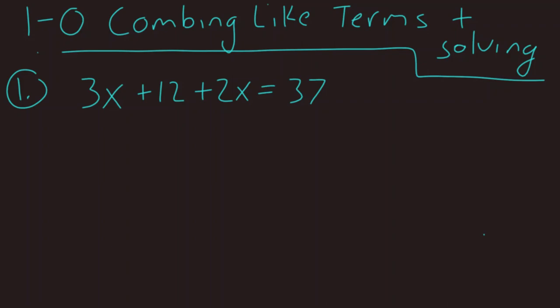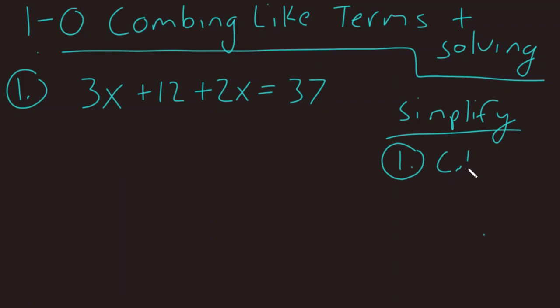Alright, and here we are in our fourth section of 1-0, combining like terms plus solving. Now, I want you to write this word somewhere on your notes. I want you to write the word simplify. And simplifying really contains two parts. There's combining like terms, CLT for short, and there's also distribution. And we're going to talk about distribution in the last and final section.